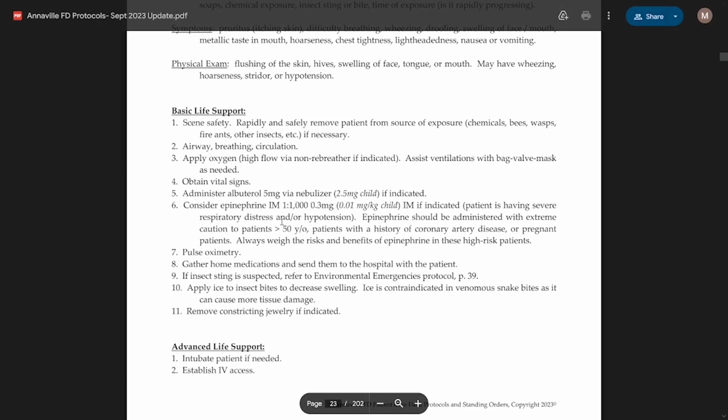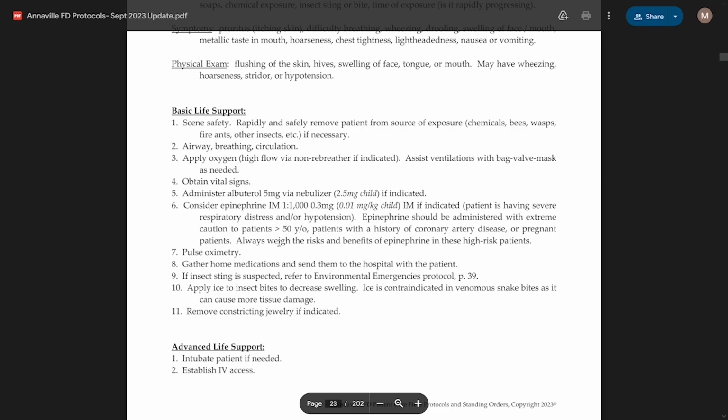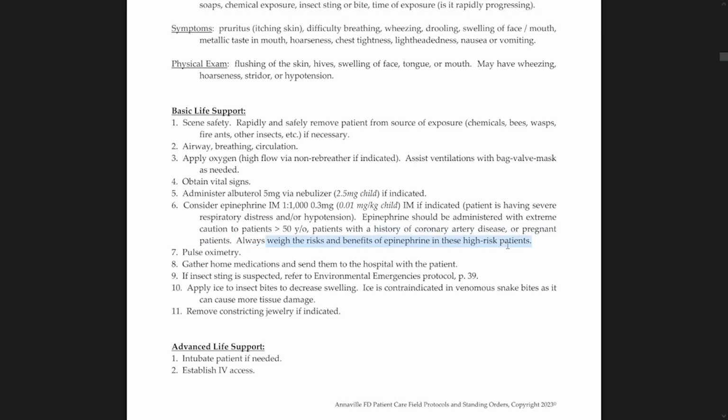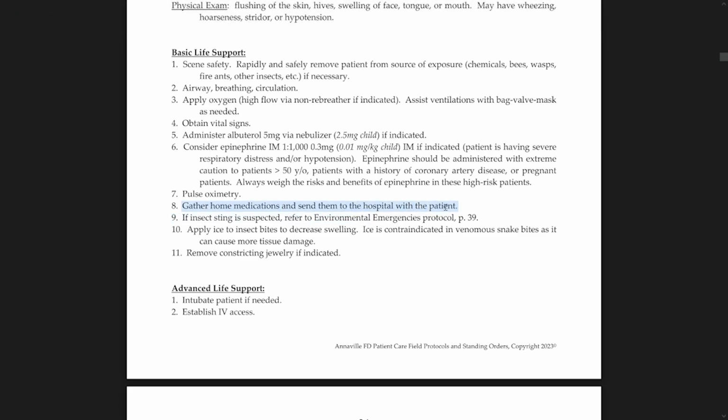Consider epinephrine 1 to 1,000 intramuscularly at 0.3 milligrams or 0.01 milligrams if it's a child, if indicated, if a patient is having severe respiratory distress and/or hypotension. Epinephrine should be administered with extreme caution to patients greater than 50 years old, as patients with a history of coronary artery disease or pregnant patients can potentially be in a higher risk class. Always weigh the risk and benefits of epinephrine in these high-risk patients. Pulse oximetry, gather their home medications and send them to the hospital with the patient.